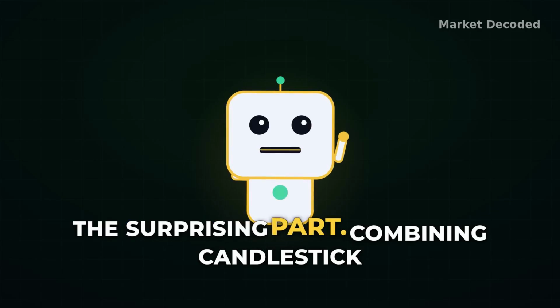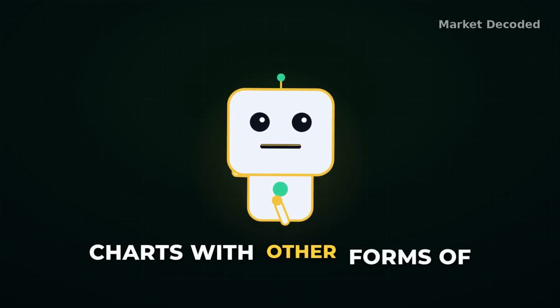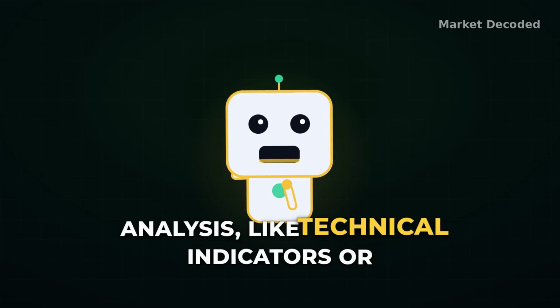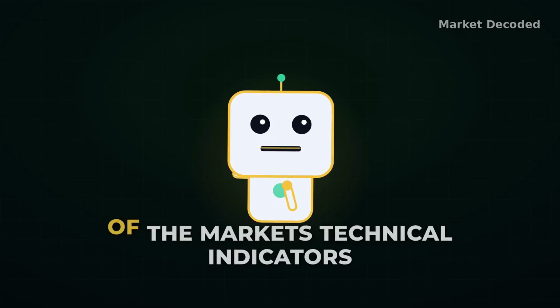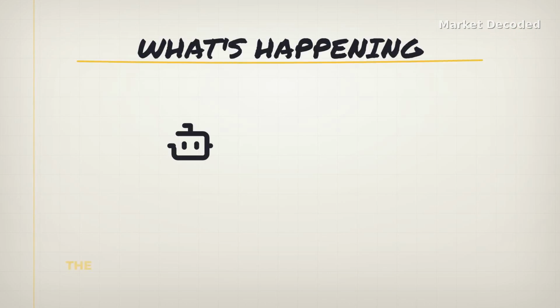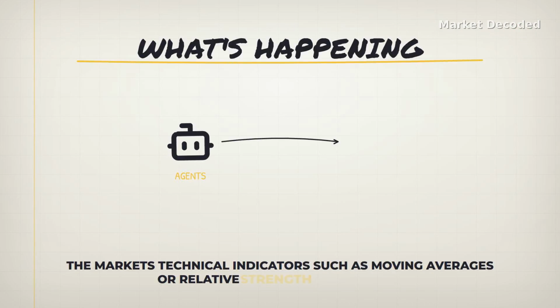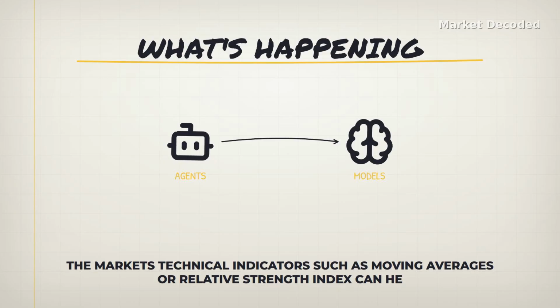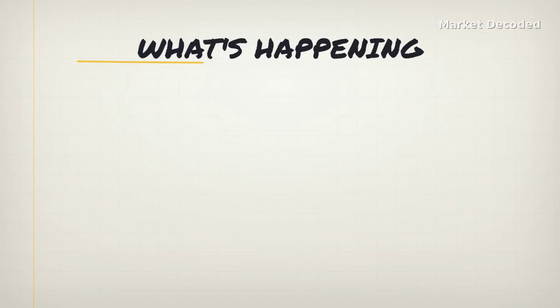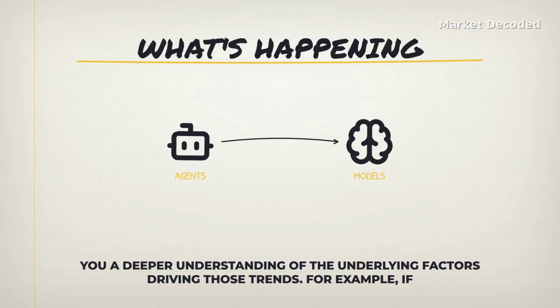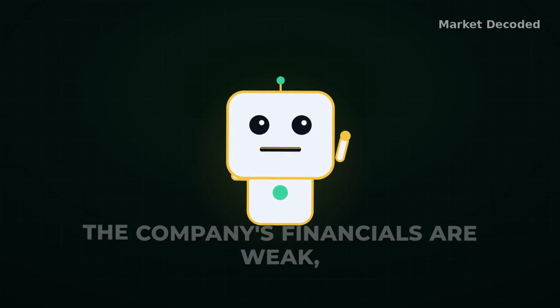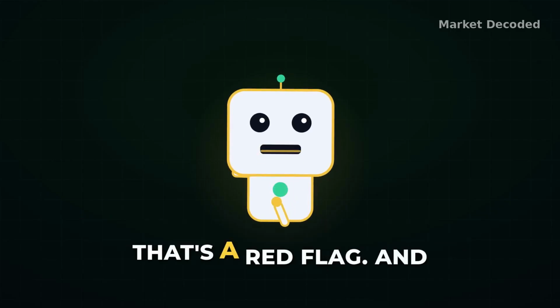And here's the surprising part. Combining candlestick charts with other forms of analysis, like technical indicators or fundamental analysis, can provide a much more complete picture of the markets. Technical indicators, such as moving averages or relative strength index, can help confirm the trends you're seeing in the candlestick charts, while fundamental analysis can give you a deeper understanding of the underlying factors driving those trends. For example, if you're looking at a candlestick chart for a particular stock and you see a bullish pattern, but the company's financials are weak, that's a red flag.